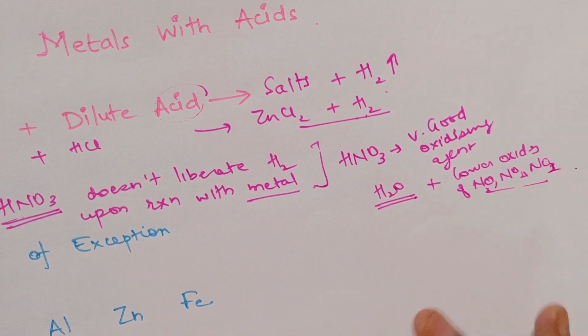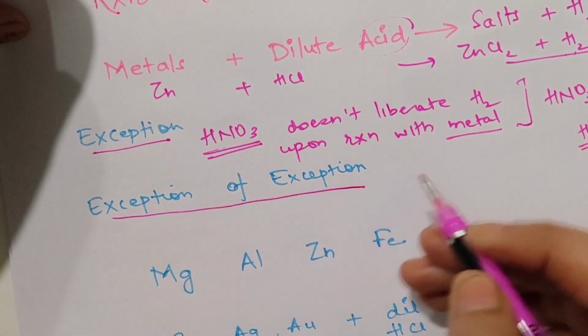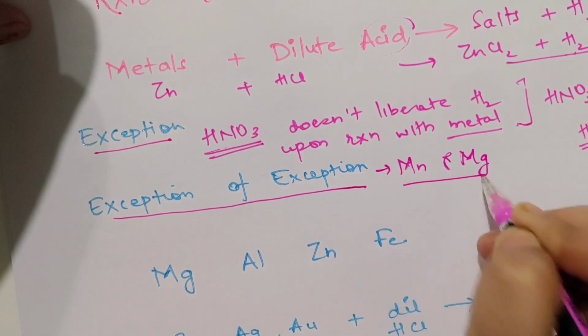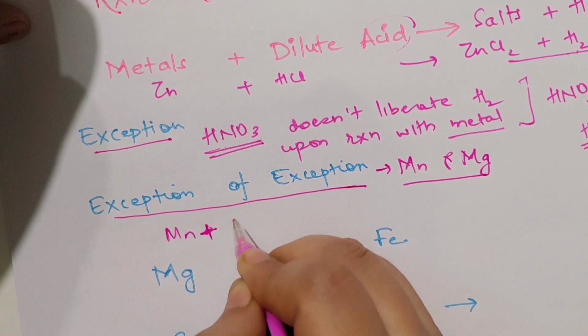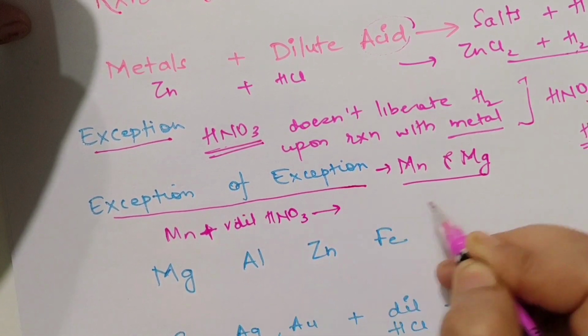Okay. Now, there's an exception to the exception. With two metals, manganese and magnesium, when they react with very dilute HNO3, they do liberate hydrogen.